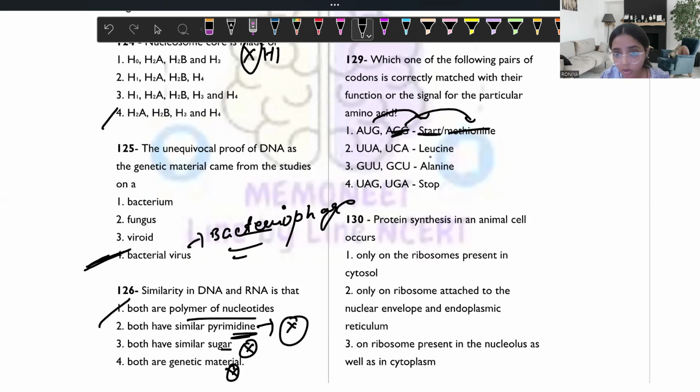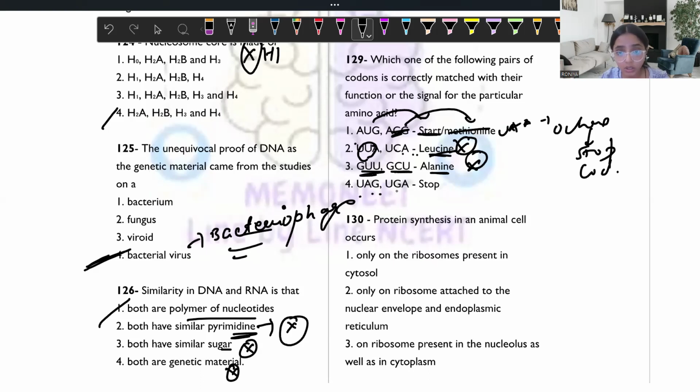UUA, UCA codes for leucine. UAA is an ochre, and it's a stop codon. But this is UUA and UCA. UUA and UCA code for leucine. No, this is wrong. GUU and GCU code for alanine. This is also wrong.